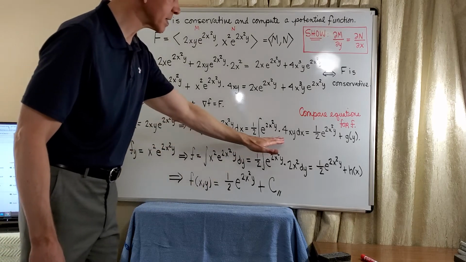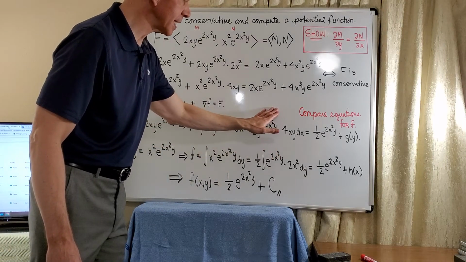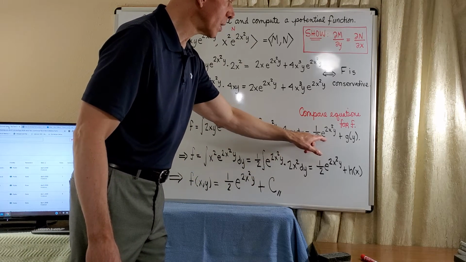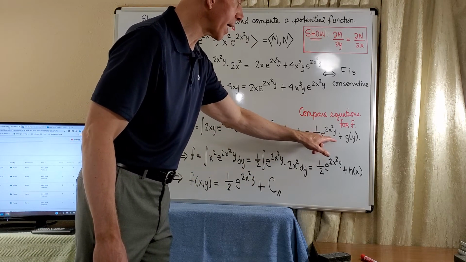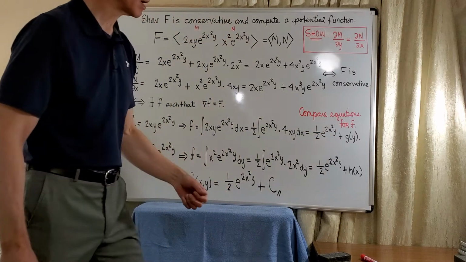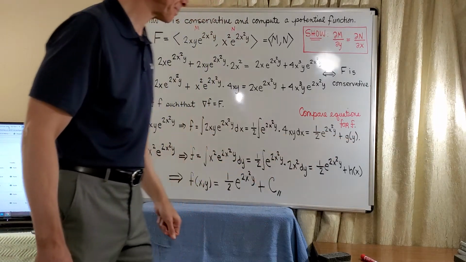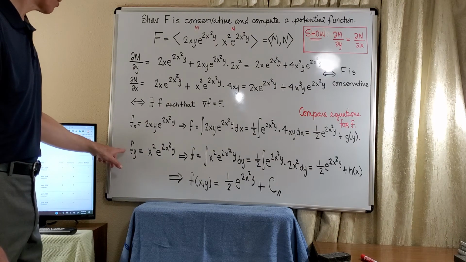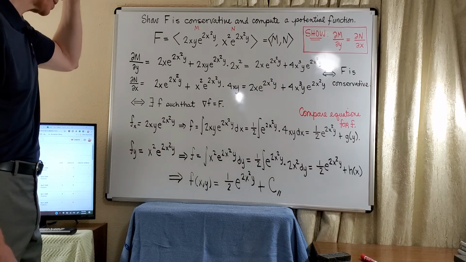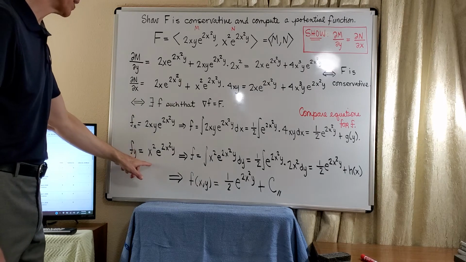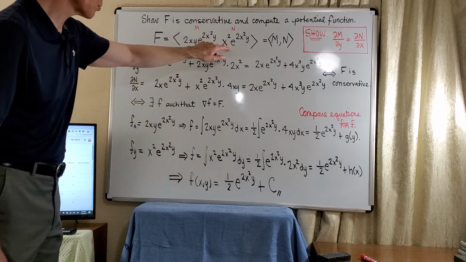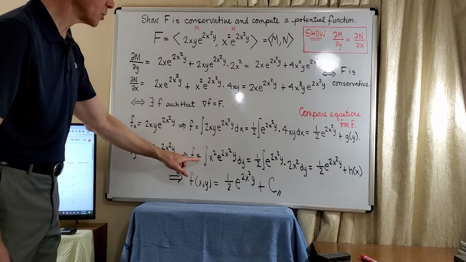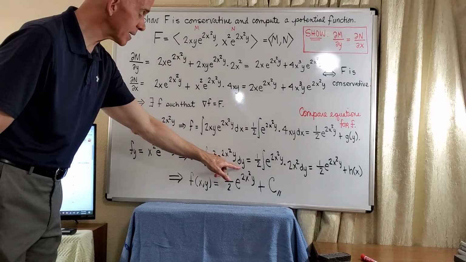And so now this is table ready. This is just e to the u du. So we get 1/2 e to the u, or e to the 2x squared y, plus an arbitrary constant, which can be a function of y. And now for the second partial integration, we'll have the y partial of the potential function is equal to n. That is equal to x squared e to the 2x squared y. Now we do partial integration with respect to y.